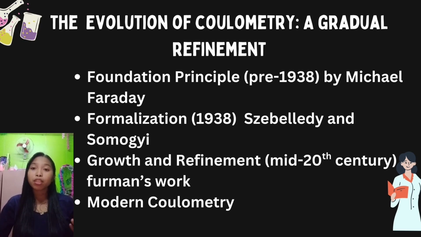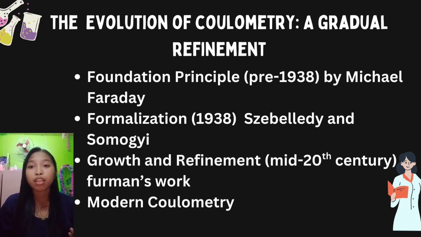So the coulometric methods were developed not through a single discovery, but through a gradual evolution building upon fundamental electrochemical principles. While pinpointing an exact discovery is difficult, there are key milestones included in our PPT. So we have there an early contribution in pre-1938. Michael Faraday's law of electrolysis, established in the 1830s, laid the groundwork.